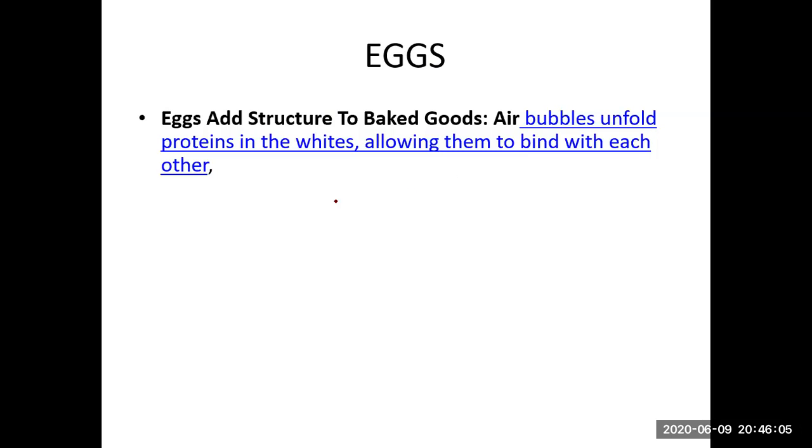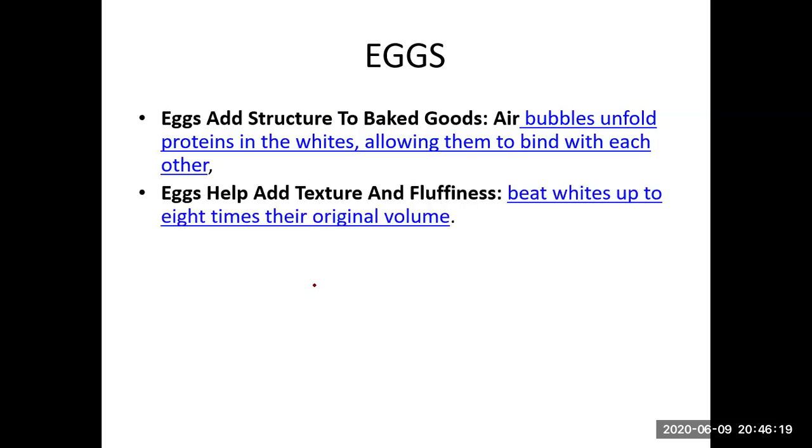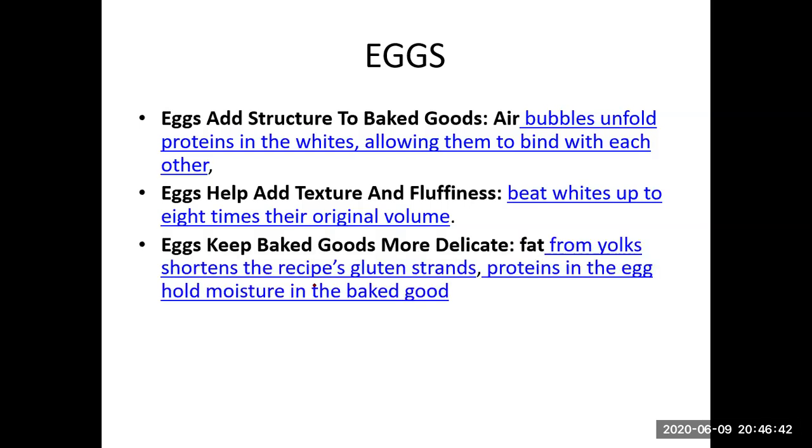That means whenever you beat the egg white, air bubbles are incorporated in the egg white, and it foams. So it helps the proteins bind to each other, and it also helps other ingredients bind to each other. Eggs also help with texture and fluffiness, as beating the egg white increases the volume. Whenever you bake the product, the air goes out from the product, and in this way the product will be spongy and fluffy.